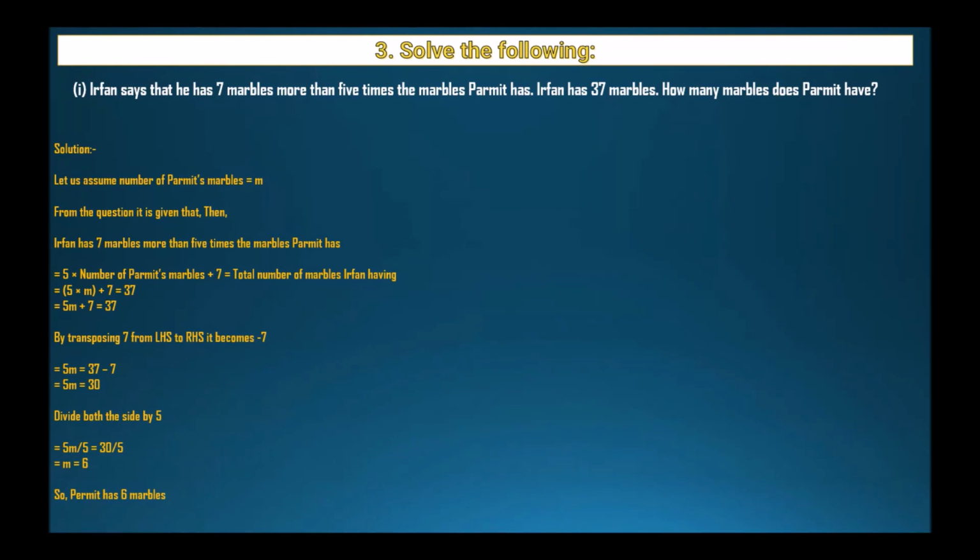So we will bring this 7 to the RHS side. So plus 7 will become minus 7. So 5m equals 37 minus 7, that is 30. Now we will divide by 5 on both sides. So this 5 will cancel, m will remain, and 30 upon 5 is 6. So Parmit has 6 marbles.